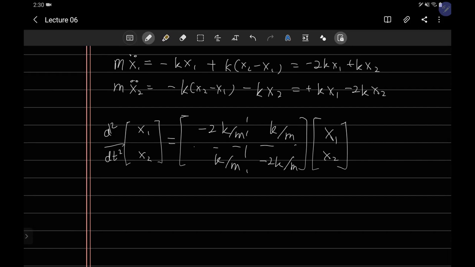So what I'm trying to show is that in principle, we can solve this vector differential equation by whatever method, but let's also try to solve this problem using the eigenvalue and eigenvector method.